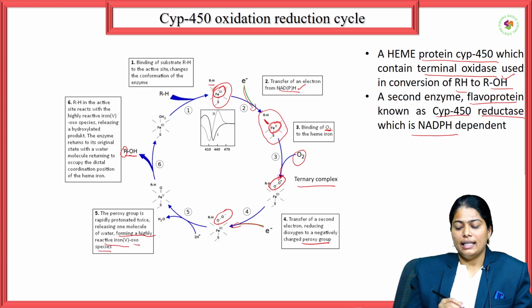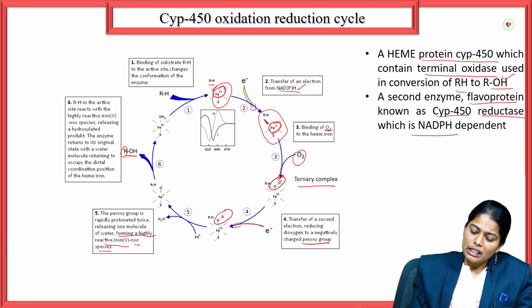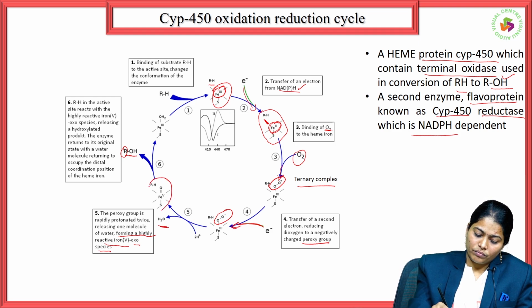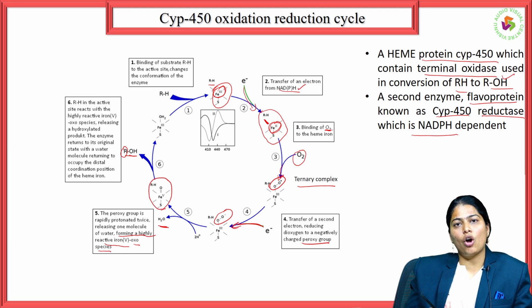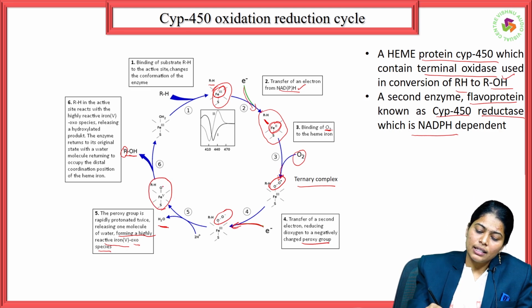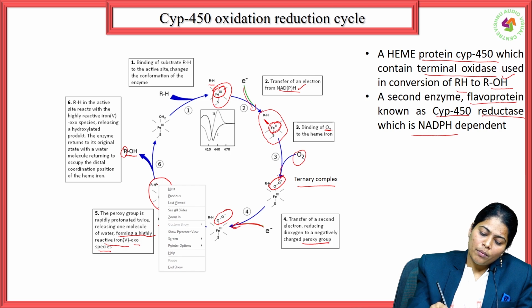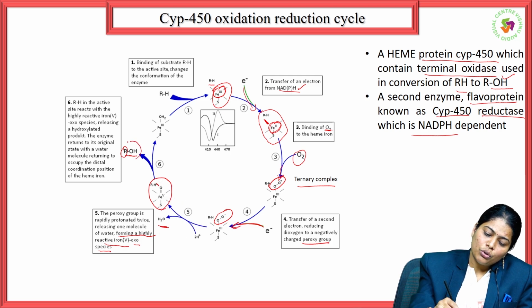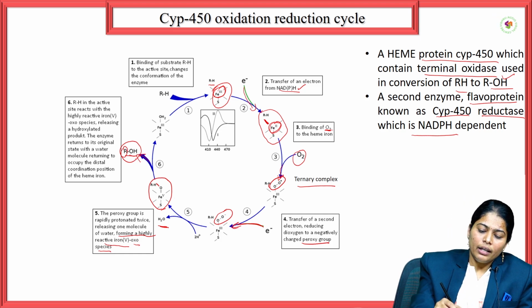oxo species. So immediately this peroxy group, whichever it formed by addition of one electron to the component, immediately it will react and it will release one water molecule. Again it will convert into highly reactive iron oxo species. So from this, it forms a bond with oxygen and the ROH group is eliminated. Mean to say the component which is attached with OH group.